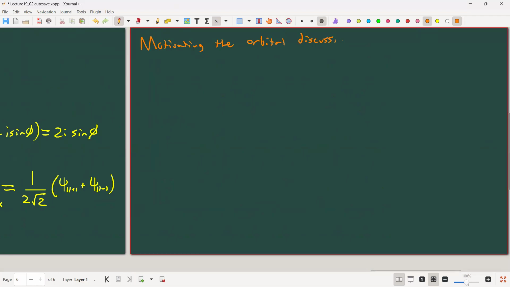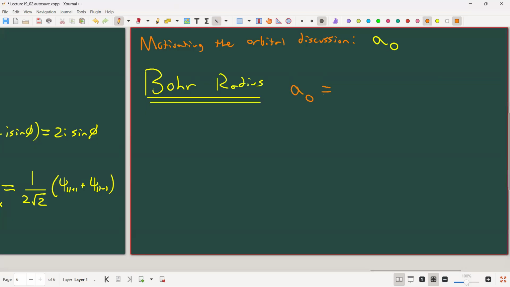So I want this to motivate the rest of our discussion, but what's called a naught, this a naught is what's called the Bohr radius. And it's equal to a very specific set of numbers.